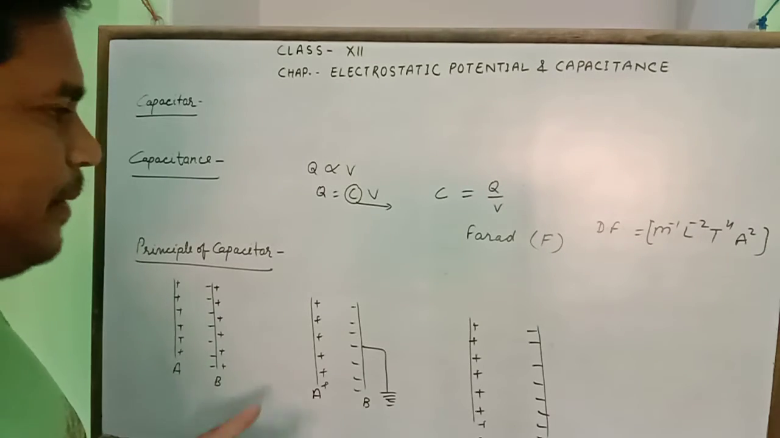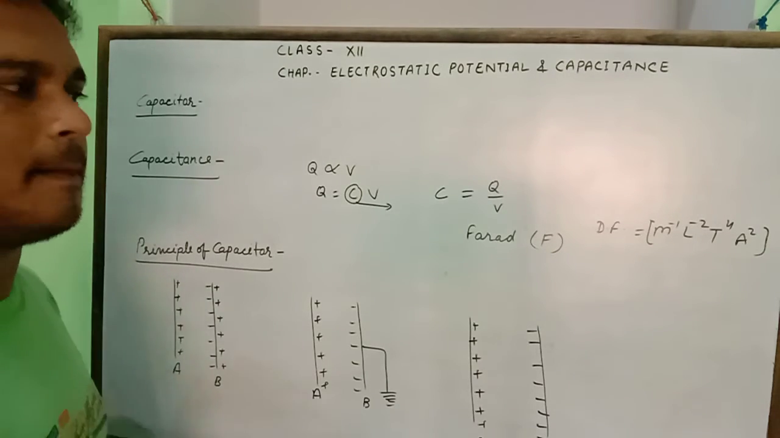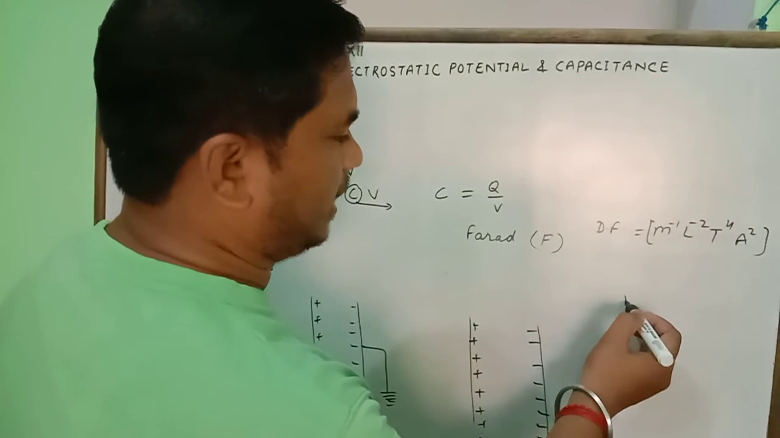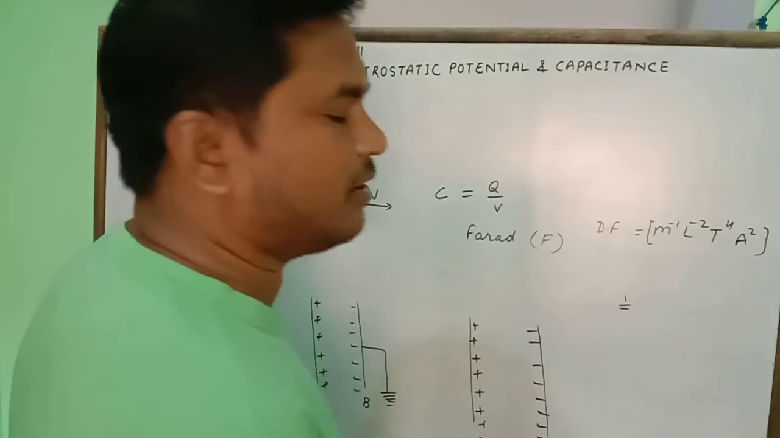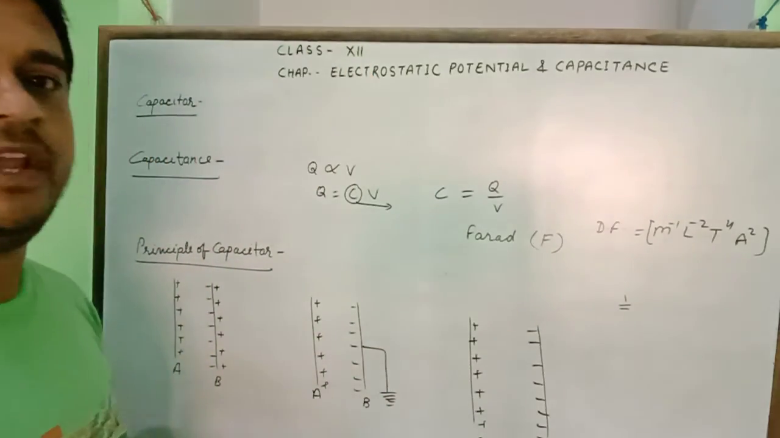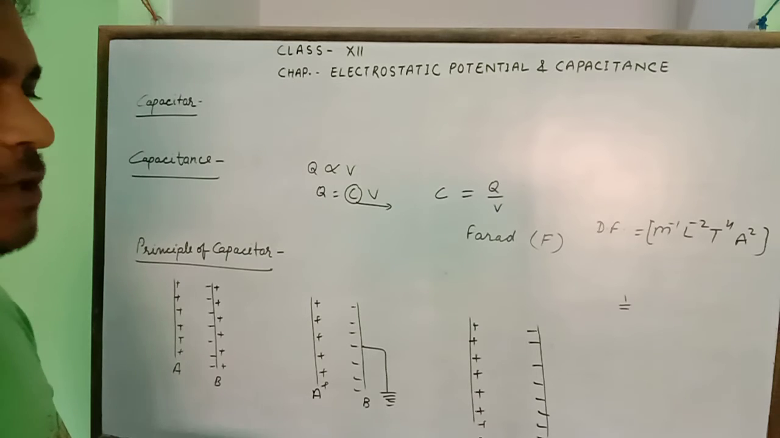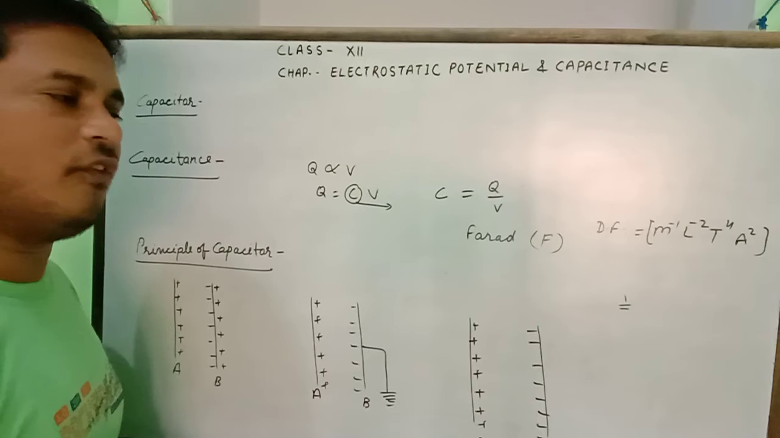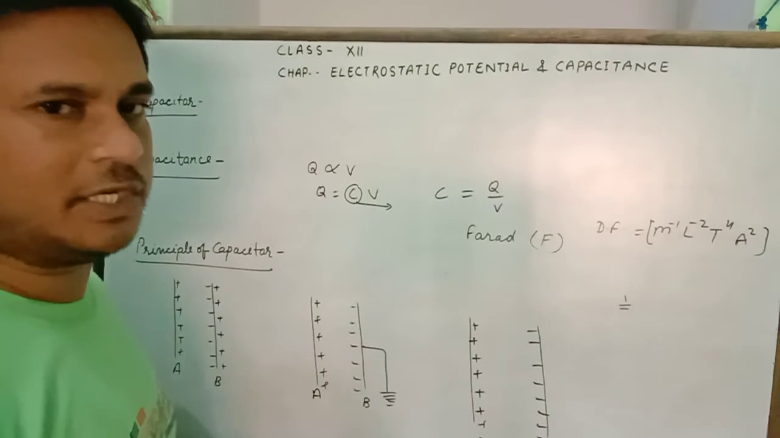The capacitance of the conductor depends on, first point है कि किस पर डिपेंड करता है? नेचर ऑफ द कंडक्टर. Second, the medium in which the plates of the conductor are placed, and third is the size of the conductor. Okay, thank you student.